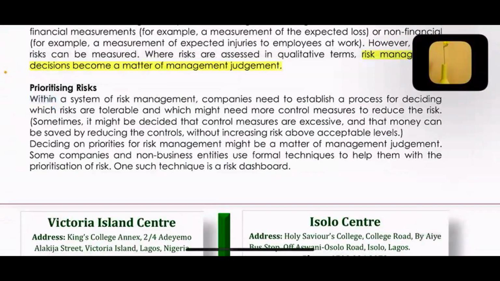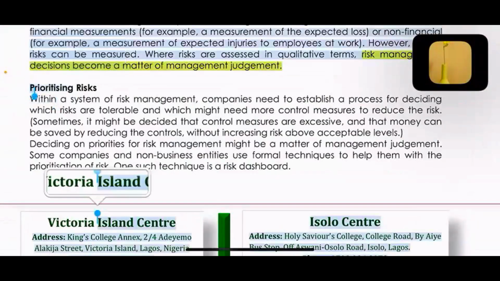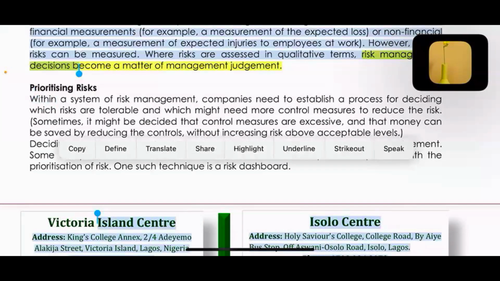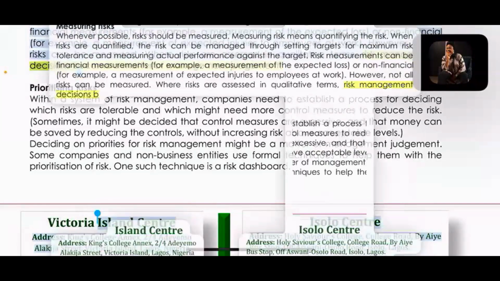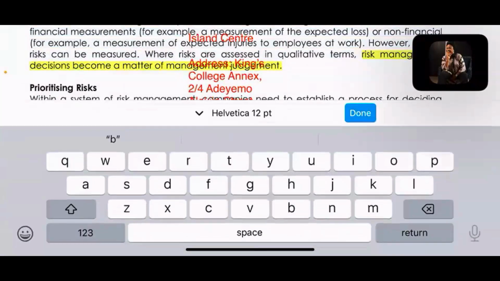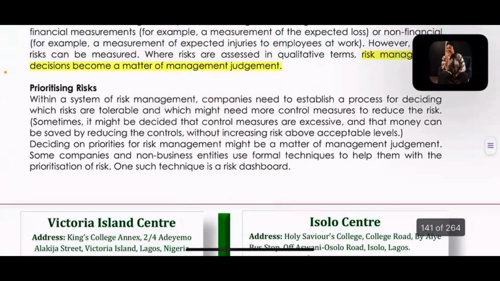Let me give you hints. A risk dashboard is the one that looks like street lights that we explained last week. So what is a risk dashboard? Yeah, you can say a risk dashboard is a tool used by management to ascertain the level of risk and also the action or inaction that should be taken. That is, to know which is urgent, which they have given adequate control over, which lacks control, and which control needs to be enhanced.